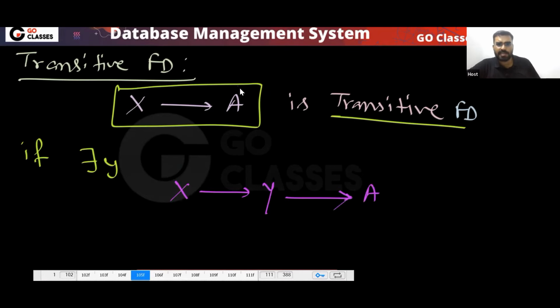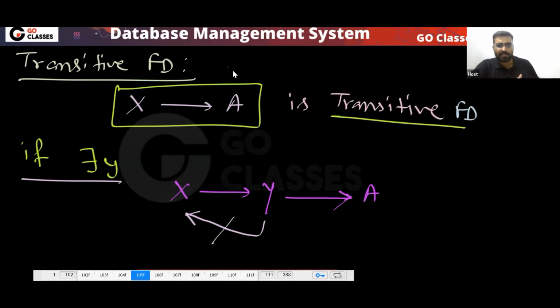Is this clear? There exists some middleman such that X is determining Y is determining A. Okay. The only one extra condition is the last condition: Y should not determine X. This is the only additional condition. So tell me, is this clear? What is the transitive functional dependency definition?